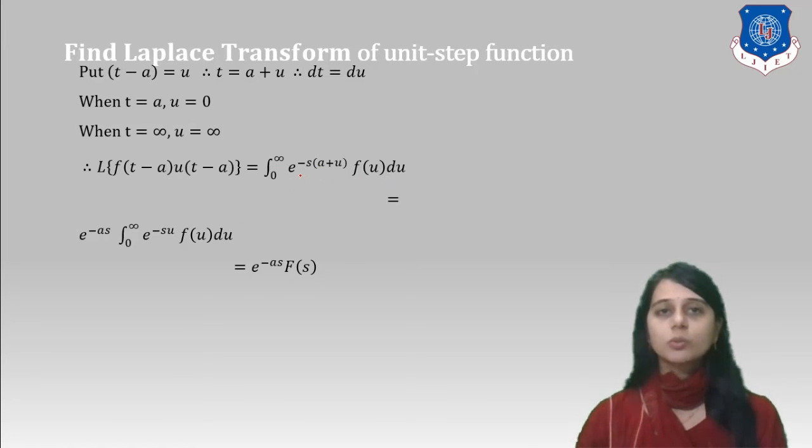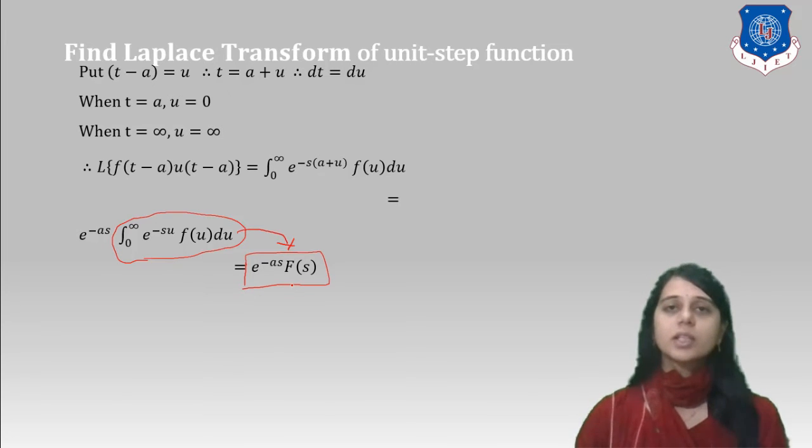We take e raised to minus as common because it is a constant with respect to u. So we get e raised to minus as times the integral from 0 to infinity of e raised to minus su f of u du, and this is the Laplace transform definition. So we write it as F of s. So the answer is e raised to minus as F of s. So this is the proof of the second shift theorem.